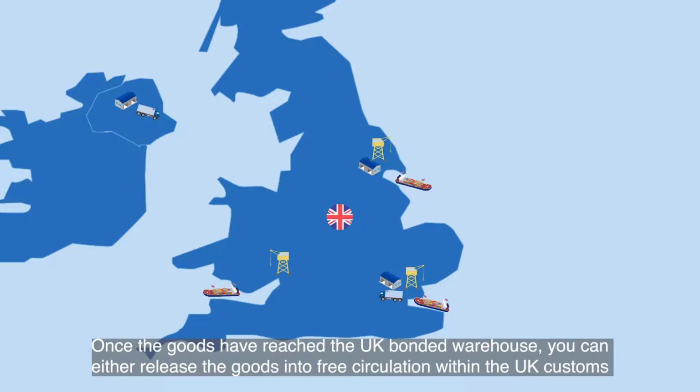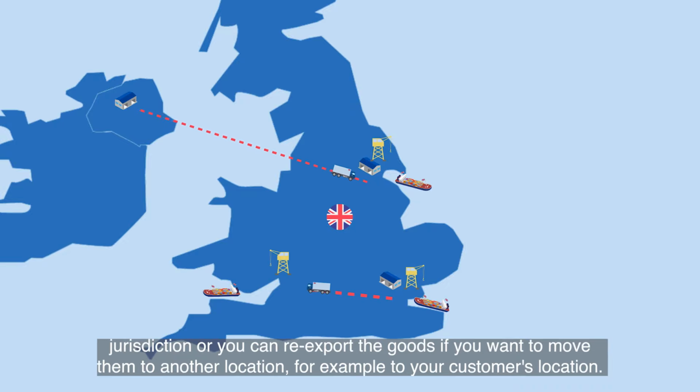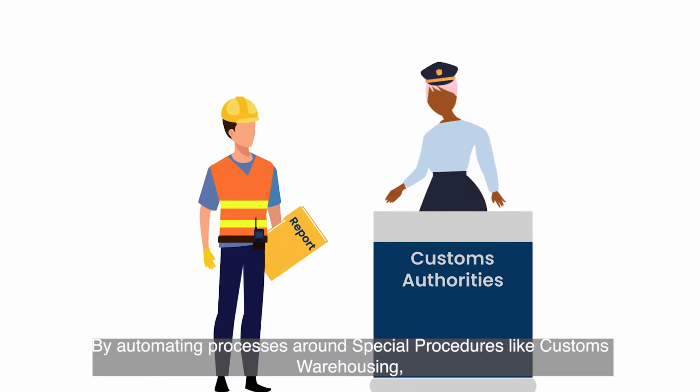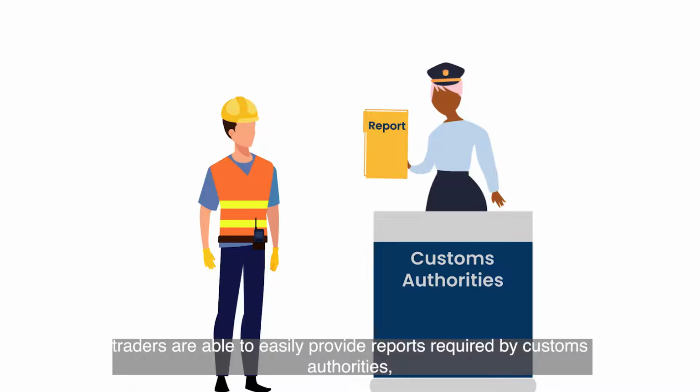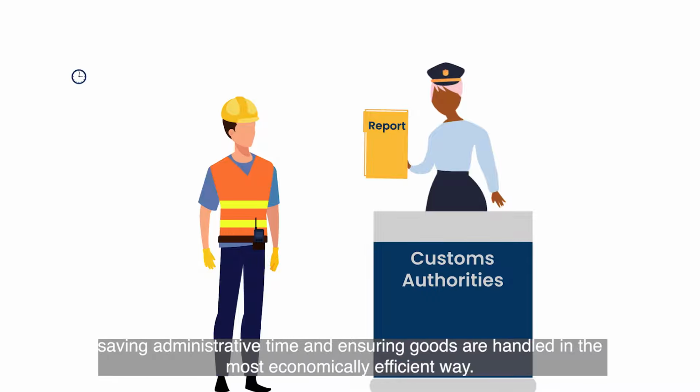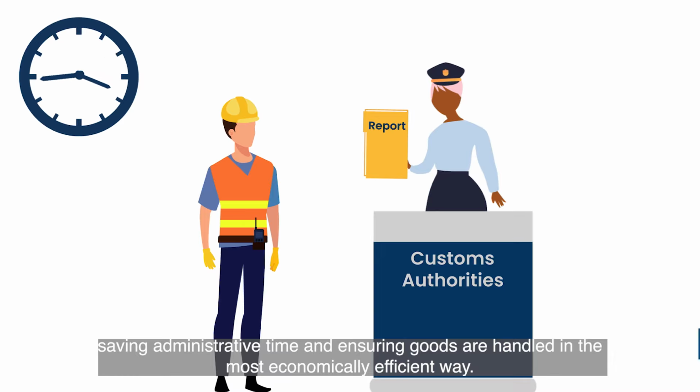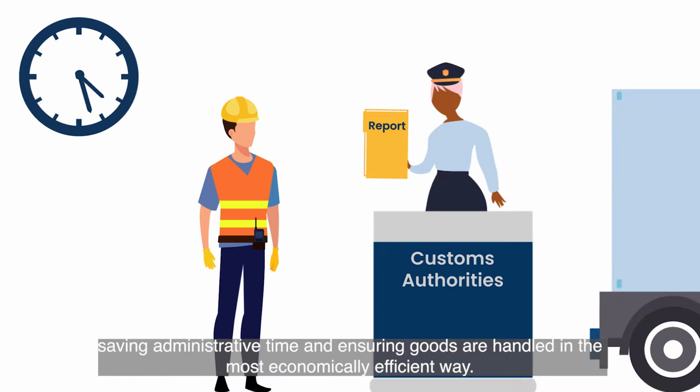Once the goods have reached the UK bonded warehouse, you can either release the goods into free circulation within the UK customs jurisdiction, or you can re-export the goods if you want to move them to another location, for example, your customer's location. By automating processes around special procedures like customs warehousing, traders are able to easily provide reports required by customs authorities, saving administrative time and ensuring goods are handled in the most economically efficient way.